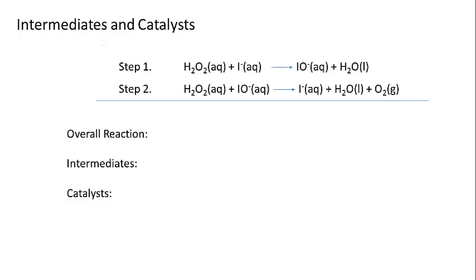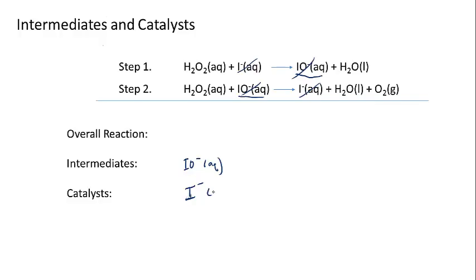So let's look first for intermediates, and there's one. In the first step, we make this IO minus, and then we use that IO minus in the second step. So the intermediate is IO minus, aqueous. And catalyst, I'll cross that out for when we do the overall reaction. Catalysts, notice the I minus is used in the first step, but then produced in the second step. So I minus is a catalyst.